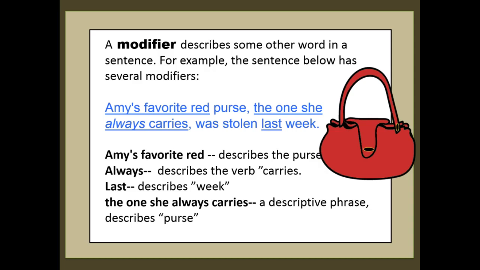So again, we just talked about what a modifier is. A modifier describes some other words in a sentence, and they give you an example below. There are several different modifiers within the sentence. The sentence is: Amy's favorite red purse, the one she always carried, was stolen last week. Amy's favorite red describes the purse, so that would be a modifier. Always describes the verb carried. Last describes week. And the one she carried is a descriptive phrase, and it describes the purse. So again, there are 4 modifiers within that sentence. It's important that you be able to identify them in a sentence and tell if it is a modifier, whether it's dangling or misplaced. And we're going to get into that later.